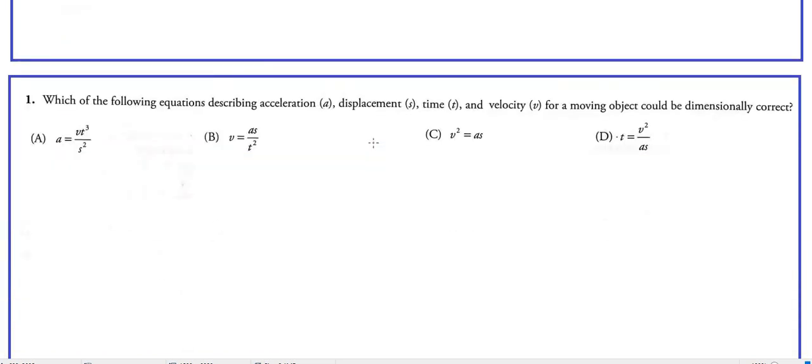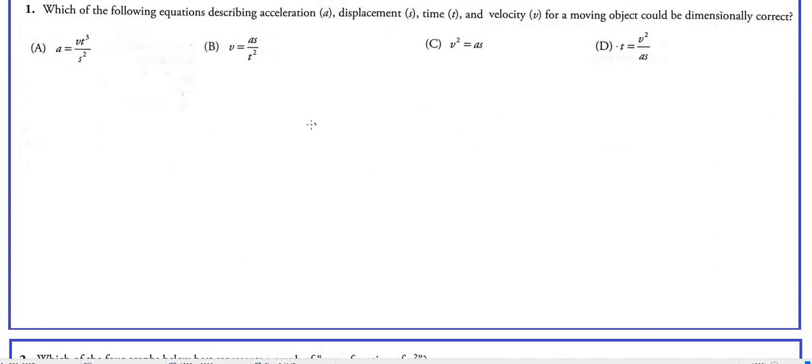Question number 1. Which of the following equations describing acceleration a, displacement s, time t, and velocity v for a moving object could be dimensionally correct? For this question, we're going to do dimensional analysis. So we need to know what each item here is measured by.